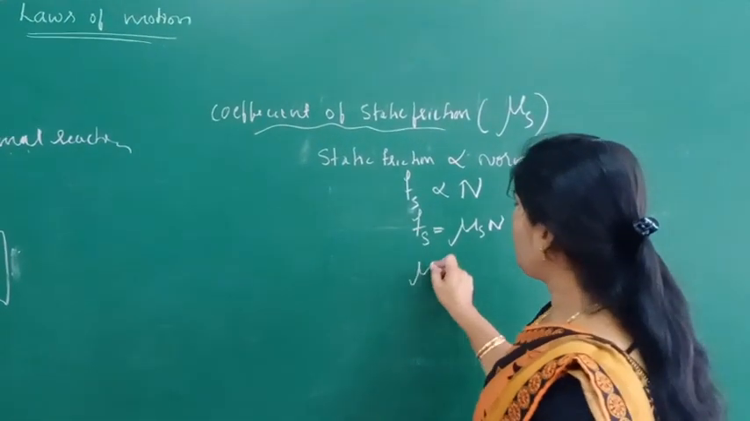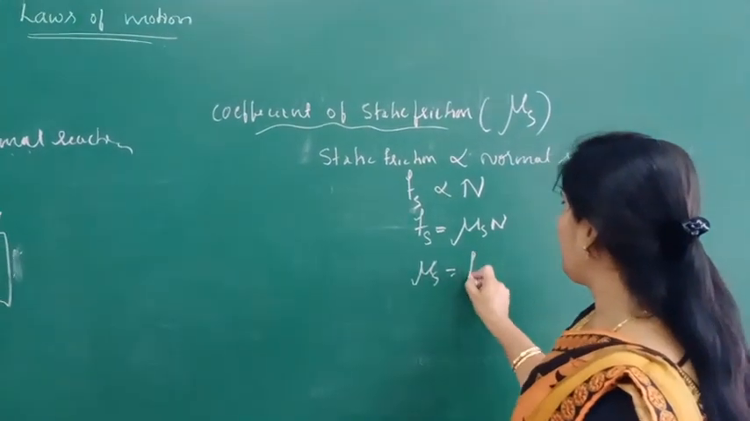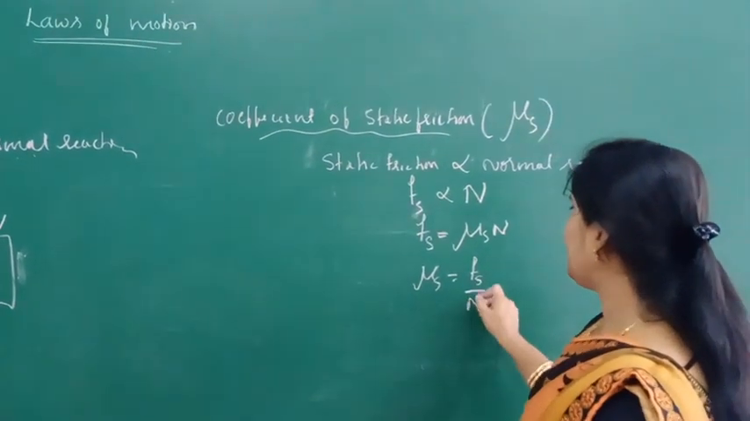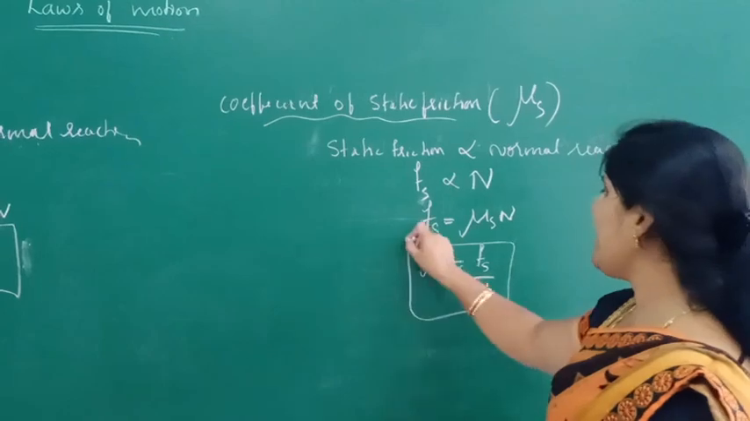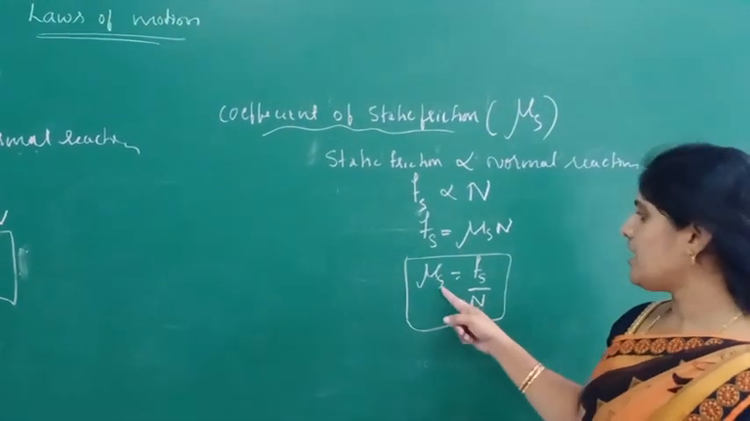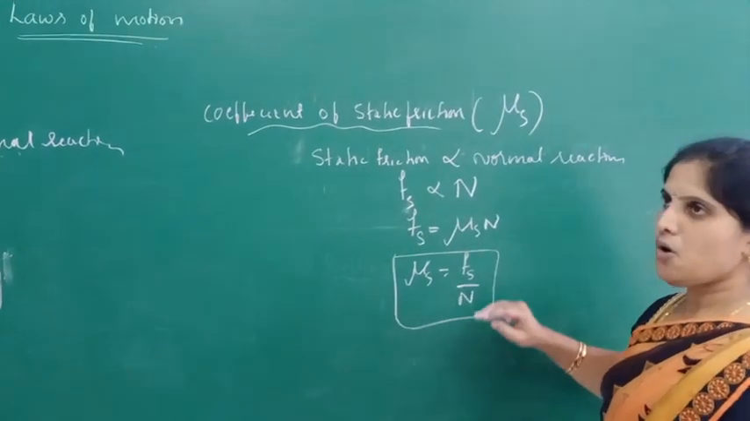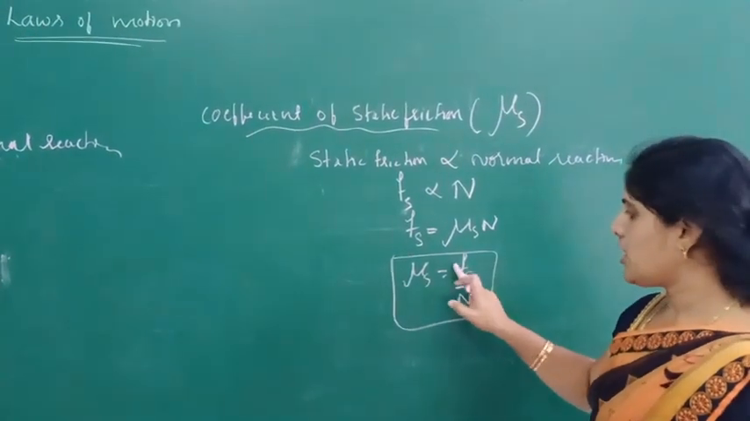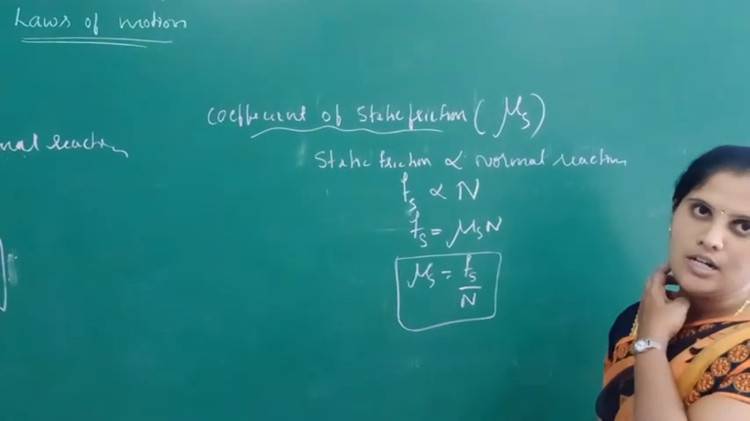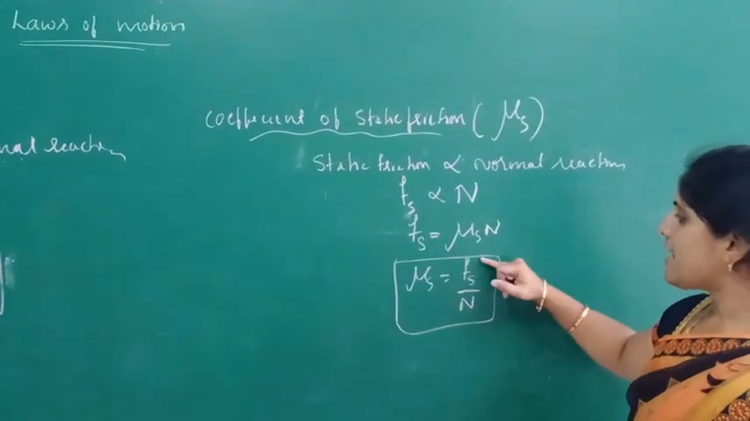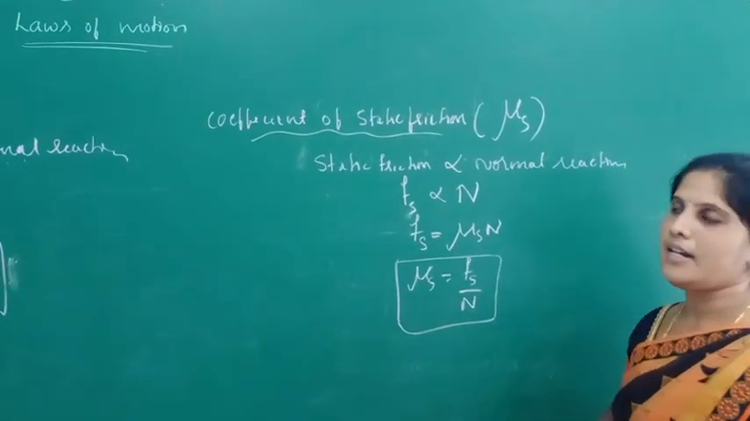So mu s is equal to Fs by N. That means coefficient of static friction is defined as the ratio of static friction to the normal reaction.